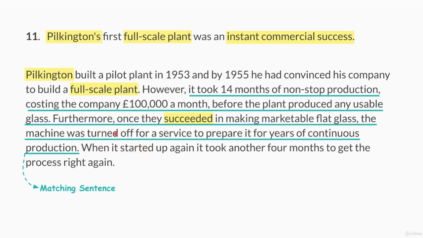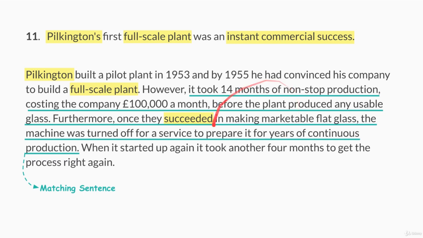And we might choose to read the next sentence here as well, just to confirm our answer. Sometimes you may not be sure, and you may choose to read one extra sentence. That's fine. If you have to read one extra sentence to confirm your answer, then nothing wrong with that. Go ahead and do that. So I'm going to read this extra sentence as well. When it started up again, it took another 4 months to get the process right again. So it took another 4 months.